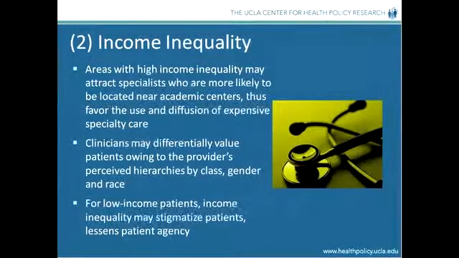In health services, on the supply side, areas with high income inequality could attract specialists who are more likely to be located near academic centers and thus favor the use and diffusion of expensive specialty care. Income inequality suggests that there's a divide in social position, so that clinicians may differentially value patients owing to the provider's perceived hierarchies by class, by gender, and by race. And another mechanism on the demand side is that for low-income patients, income inequality may stigmatize patients and lessen their agency, lessen their ability to optimize the patient-physician encounter, to ask for certain tests, for example.